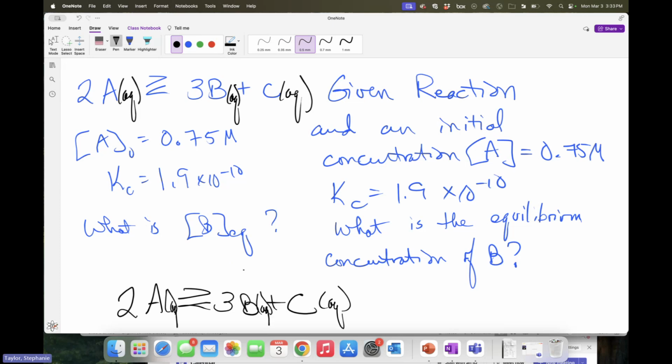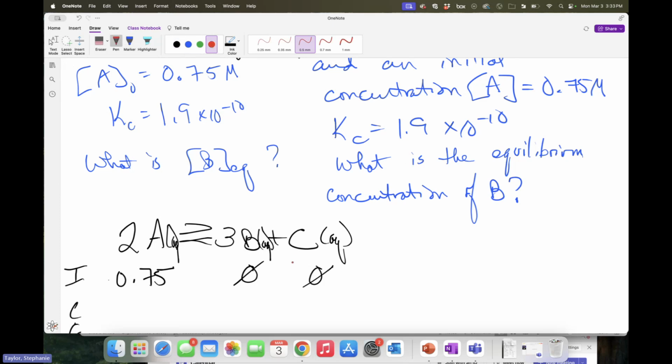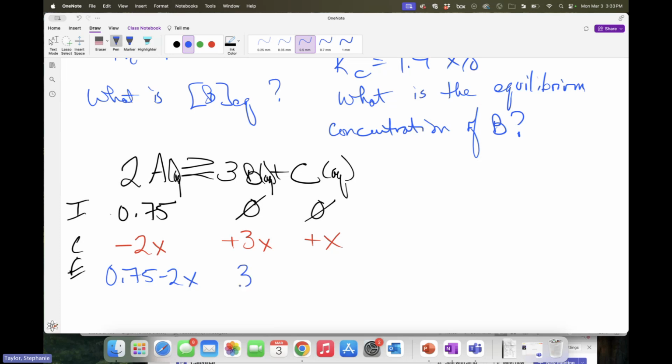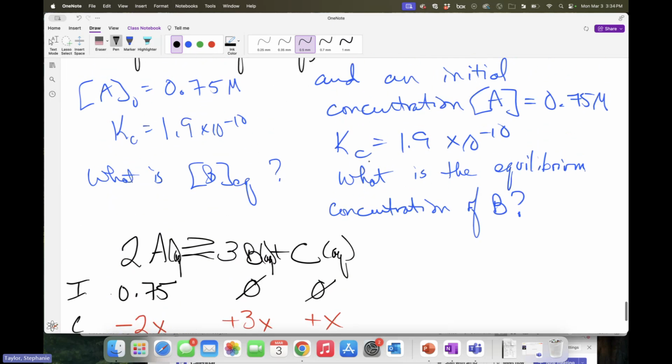Aqueous, aqueous. Then I have an initial concentration on my ICE table of 0.75 and nothing else. So this is another time where we're going to go where the zeros lead us. So I should have minus 2x, plus 3x, plus x. Then my equilibrium row is 0.75 minus 2x, 3x, and x. Then from here, I can grab my value of Kc, 1.9 times 10 to the negative 10.